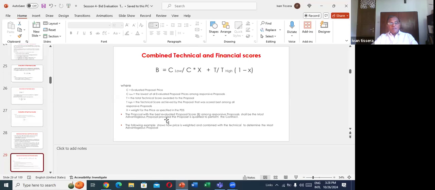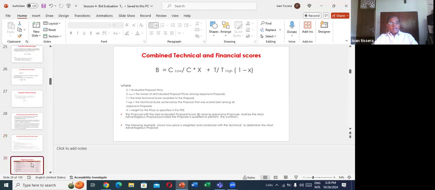The proposal with the best evaluated proposal score B among responsive proposals shall be the most advantageous proposal, provided the proposer is qualified to perform the contract. The following example shows how price is weighted and combined with the technical score.